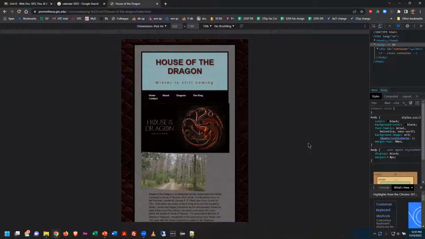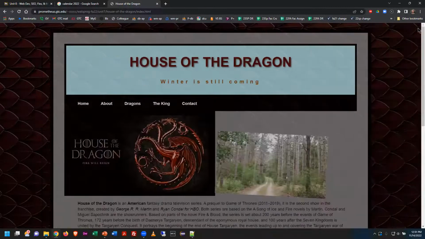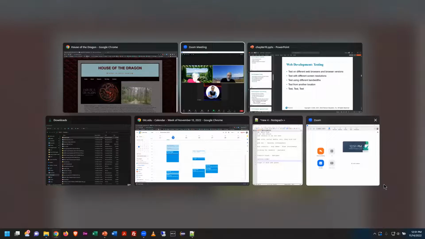So I do happen to have an iPad or two, and so I would try to pull up my website and I would look at it the tall way, and then I would flip it and look at it sideways and see how it looks on both, and then adjust from there. Right, so that's kind of some practical things.